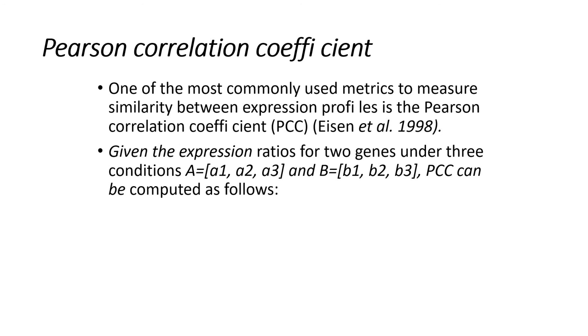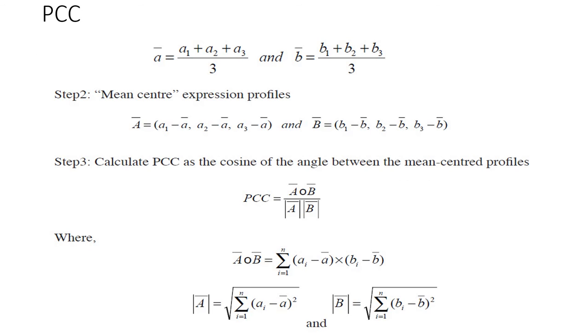Okay. So in this class we have discussed the Pearson correlation coefficient. This is also the most widely used method, so it is very helpful in comparing expression profiles, to see if the genes have similar expression or opposite expression profiles.